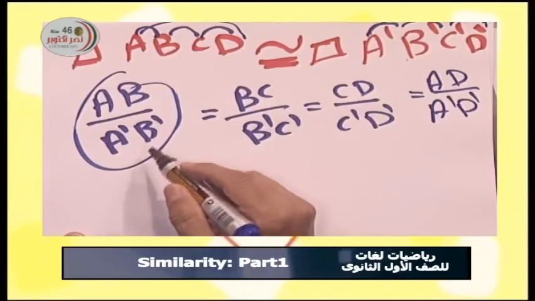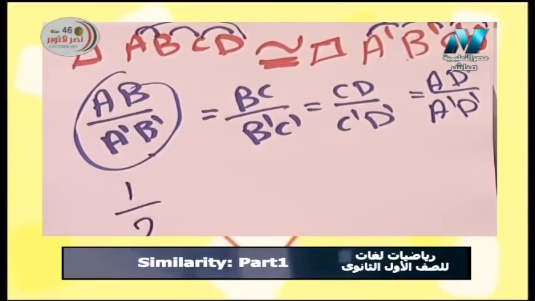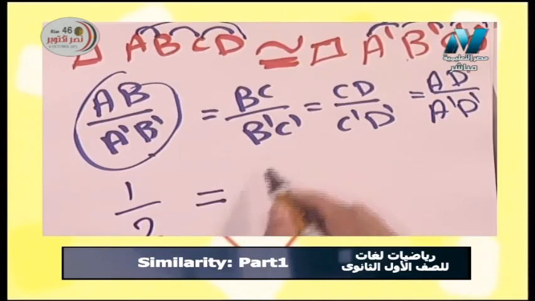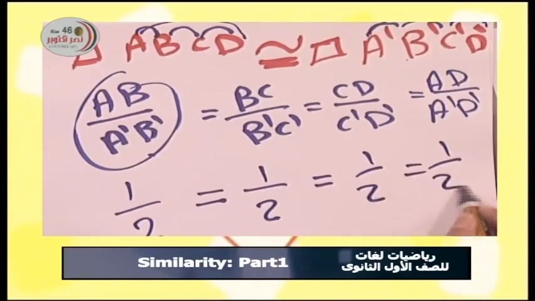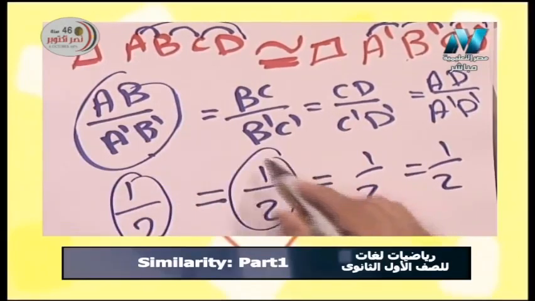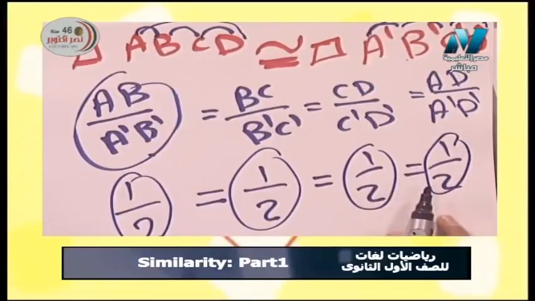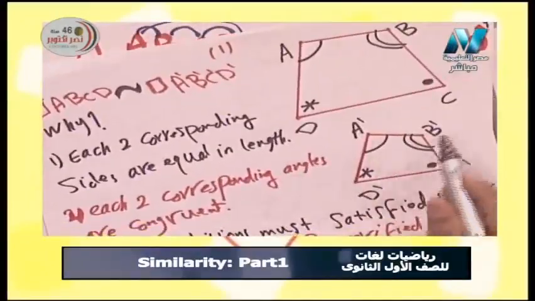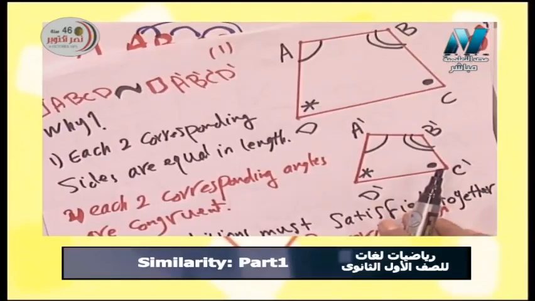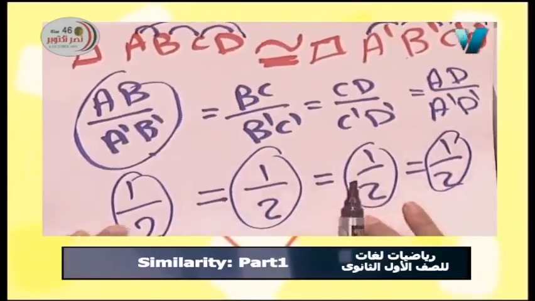If this ratio equals 1 over 2, this ratio will be 1 over 2 too, and so on. When these ratios are equal, that means that the two quads A, B, C, D and A dash, B dash, C dash, D dash are similar. But the two conditions must be satisfied or verified together. Let's see some presentation here.